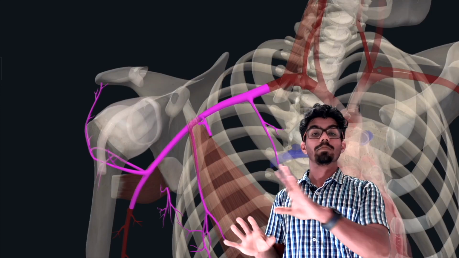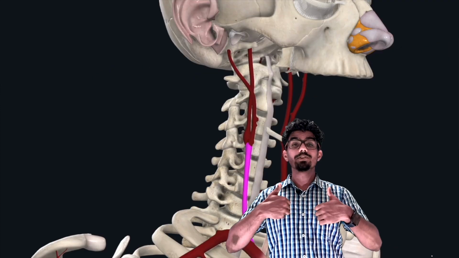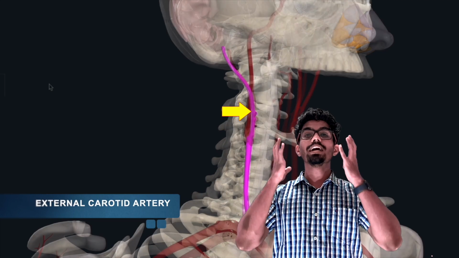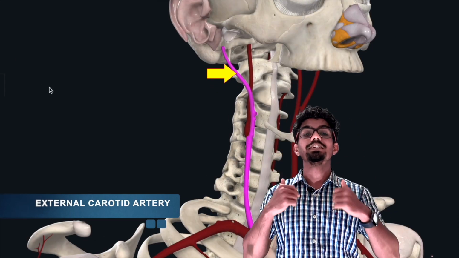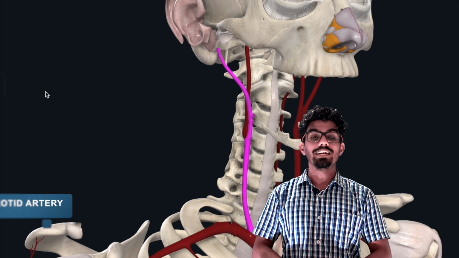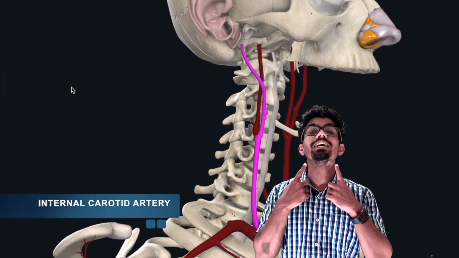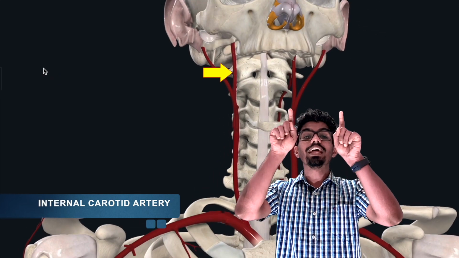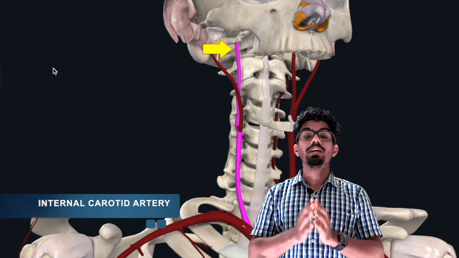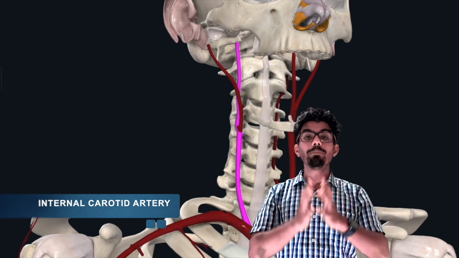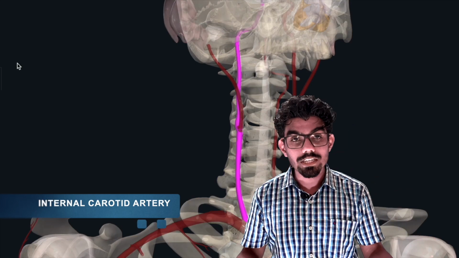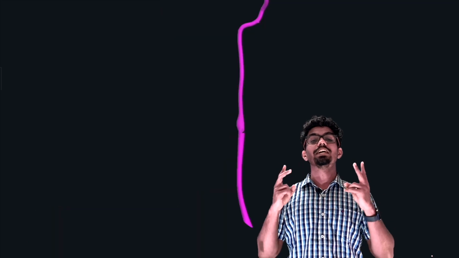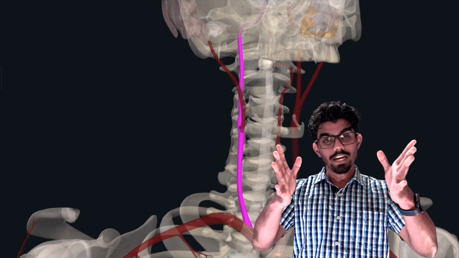1, 2, 3. Clear? Now again, the common carotid artery divides into two branches. The one which goes externally to supply the external surface of your head and neck region is called the external carotid artery, and the one which goes internally through the carotid canal and opens into the foramen lacerum, okay, and goes inside the skull to supply the brain matter, this branch is called the internal carotid artery. Okay, so the common carotid artery at the C4 level divides into the external and internal carotid artery.